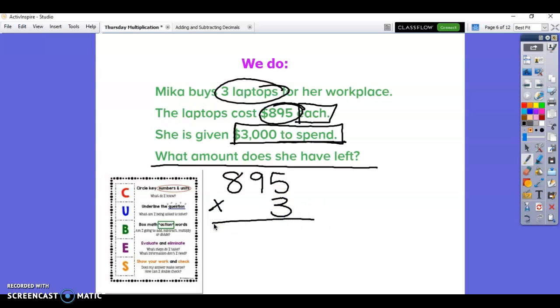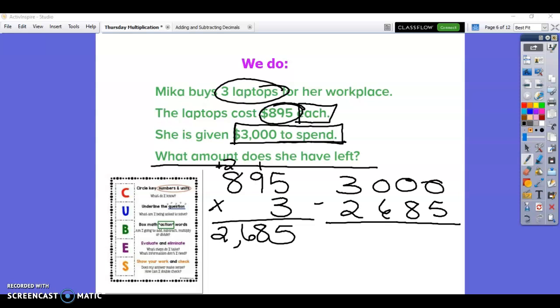Pause the video here, solve that part out. Then if you can figure that out, see what your step 2 is. She is given $3,000 to spend. How much does she have left? So pause the video here and see if you can finish up solving it, and then we'll come back and check.